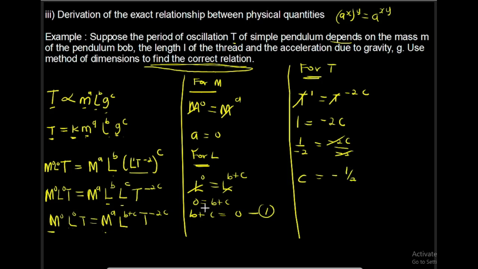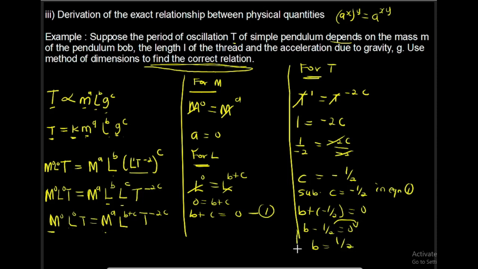So to get the dimension of b, we substitute in equation 1. It says substitute c equals minus half in equation 1. Wherever we see c in equation 1, we'll put minus half. So we have b plus minus half equals 0. Plus minus is minus, so we have b minus half equals 0. So b will be equal to, you move minus half to the other side, it becomes b equals half.